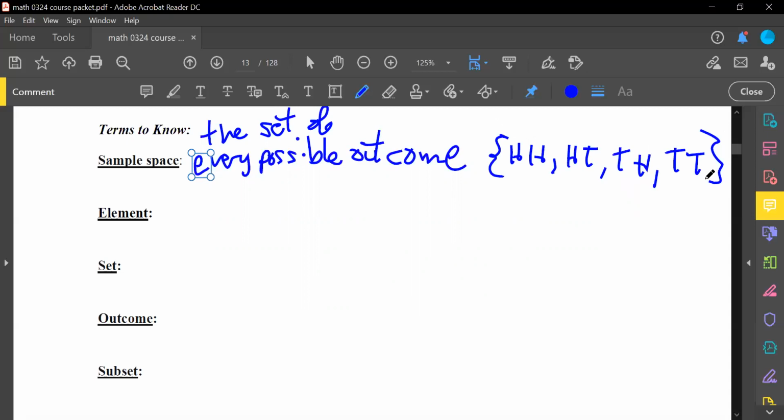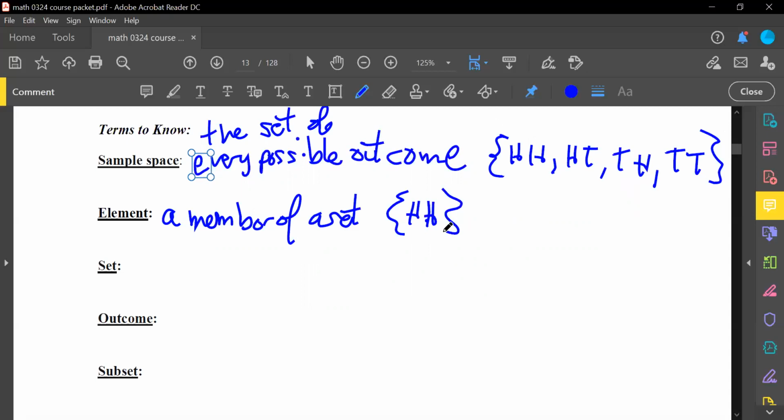So an element is a member of a set. So for example, HH would be a member of that set. Oh, no brackets around members though, only sets, okay? All right, a set is a collection, a well-defined collection.